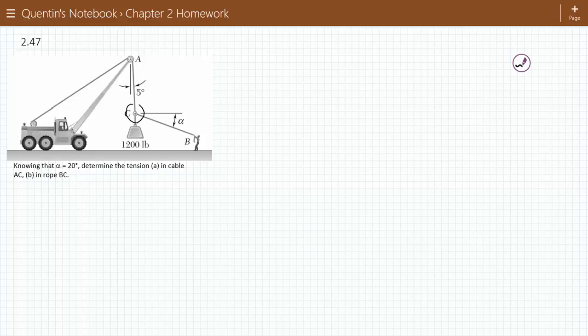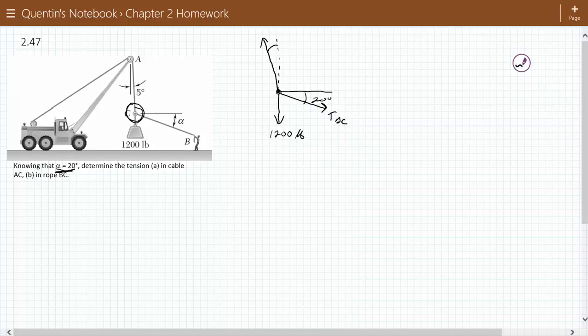So where do we want to look? Well, let's look here at this point C. Let's make a free body diagram about C. So at C, what is C experiencing? There's 1,200 pounds going straight down. There's some force off in this direction, and we're going to call this TBC. And this is at an angle of 20 degrees. That's just given in the problem statement right there, right? And then there's some force coming back up this way. I'm exaggerating this a little bit just so we can see it better. And this is at an angle of 5 degrees. And this is going to be called TAC.